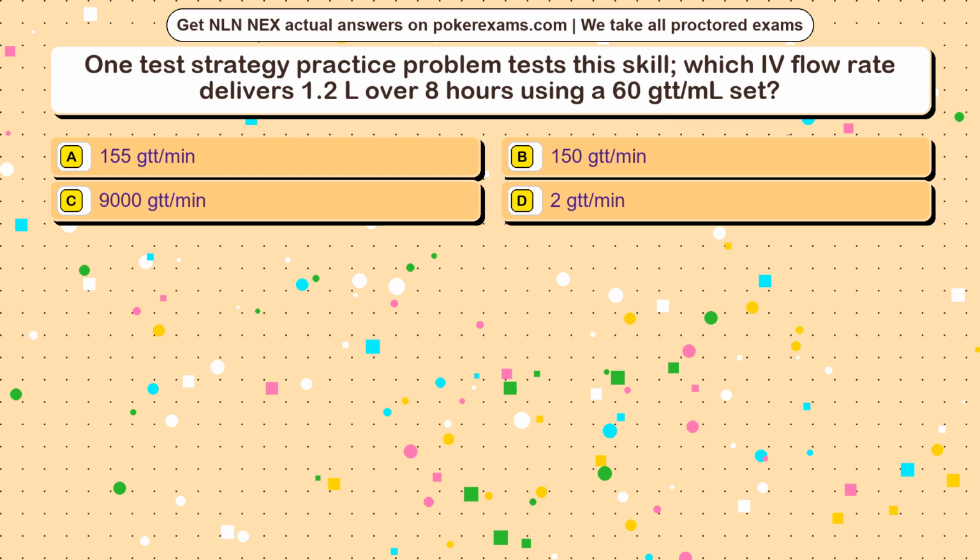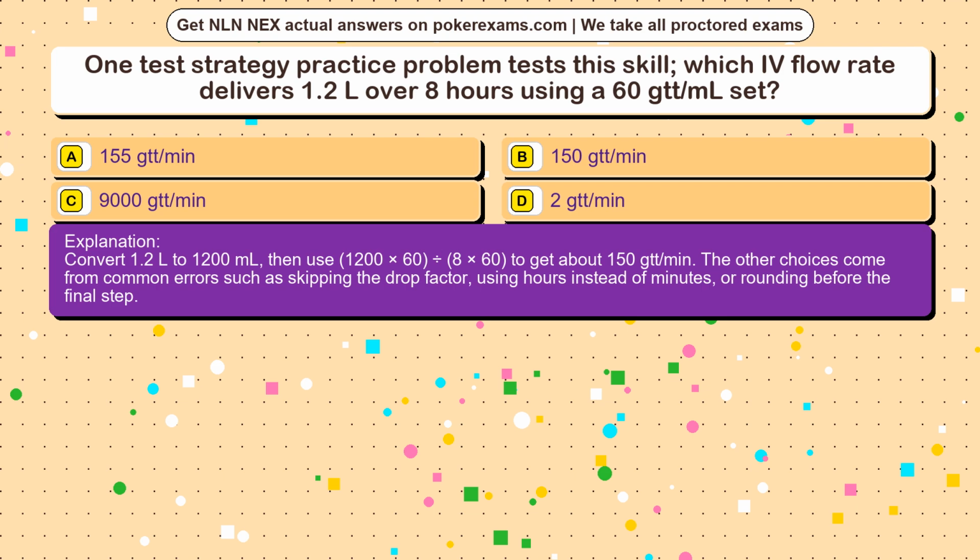The correct answer is option. Convert 1.2 L to 1200 mL, then use 1200 times 60 divided by 8 times 60 to get about 150 GTT/min. The other choices come from common errors such as skipping the drop factor, using hours instead of minutes, or rounding before the final step.